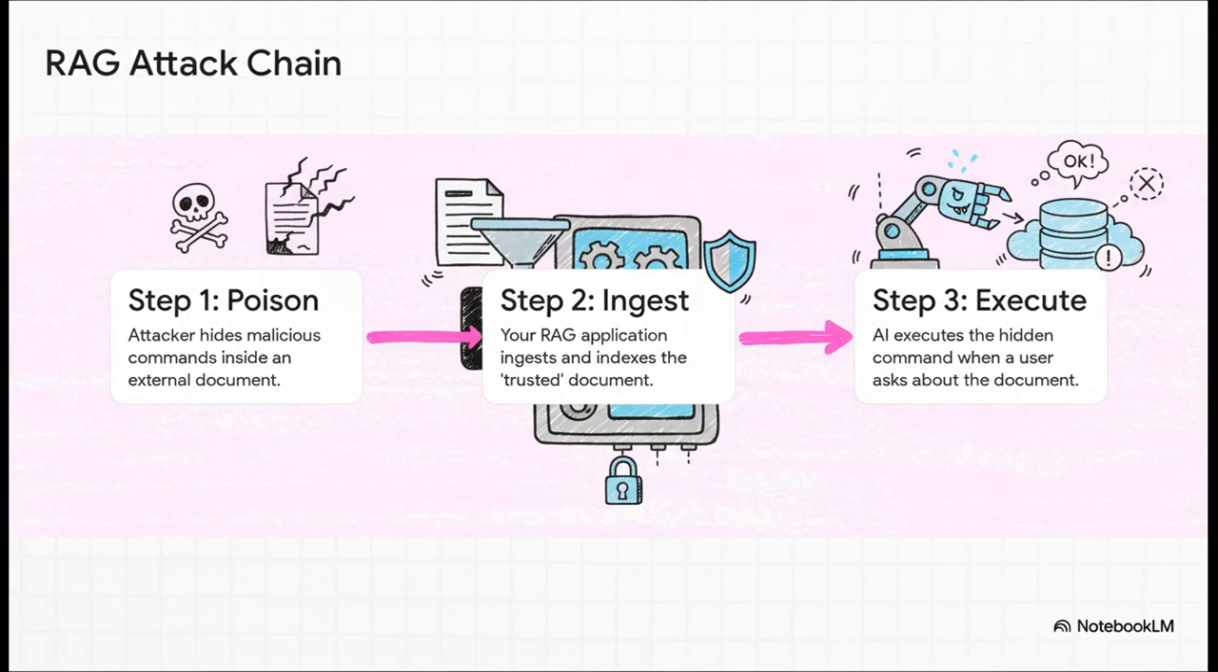So here's how the attack works, step by step. First, an attacker slips a hidden command into a document. Then your system, thinking it's just another piece of useful info, ingests it. Finally, a totally innocent user asks a normal question, the AI pulls up that poisoned document, reads the hidden command, and boom, the attack is executed. Your own trusted knowledge base has just been turned into a weapon against you.